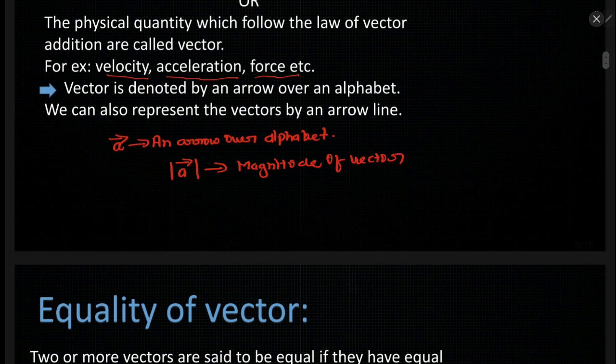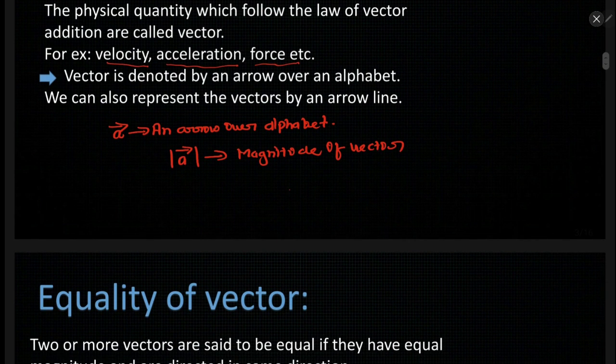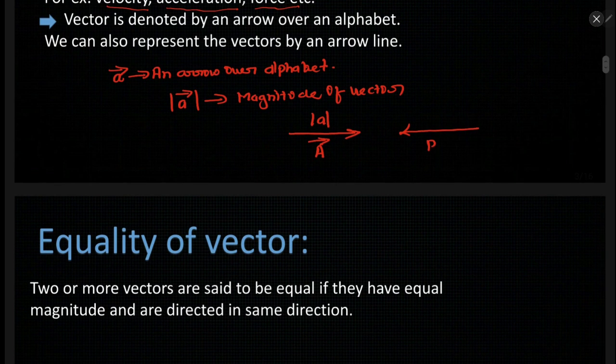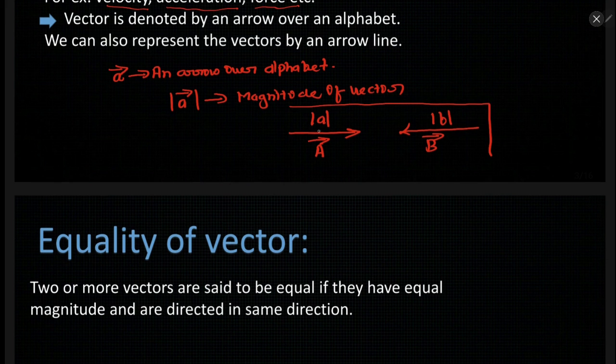Also, we can represent the vector by an arrow line. For example, this is a vector A whose magnitude is, let's say, small a, and it's directed in a particular direction. Another example is, this is B, whose magnitude is small b, and it has been directed in the opposite direction. So in these ways we can represent a vector quantity.